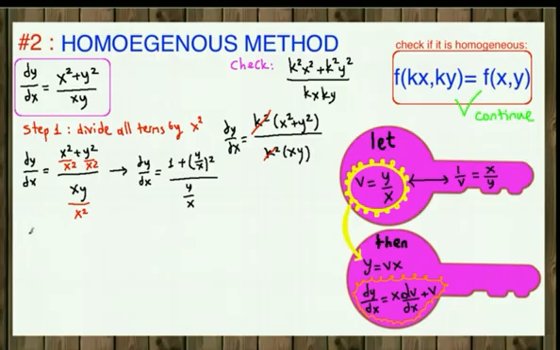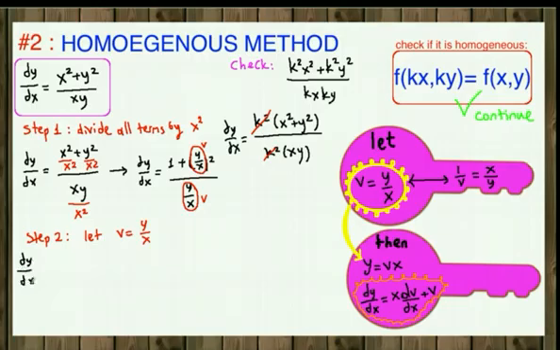So the second important step is let v be equal to y over x. Now we're going to do the v substitution. So this is going to be our v, and this is going to be our v as well. If we had x over y instead of y over x, then we would have to substitute 1 over v. Okay, now let's rewrite the equation.